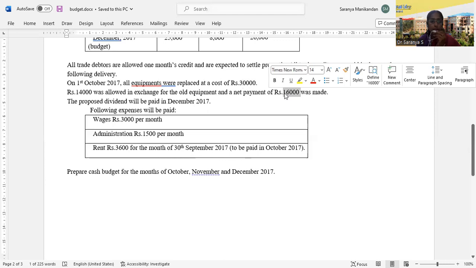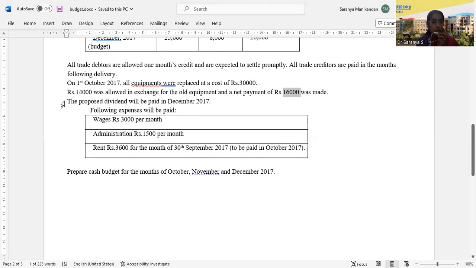So when we are preparing the budget, how much cash are we receiving? Only that should be entered. And how much cash are we really paying, or really going out of the business? Only that should be paid. So in that case, we will record only 16,000 as a payment in the month of October 2017.